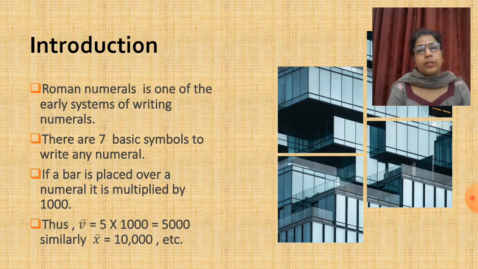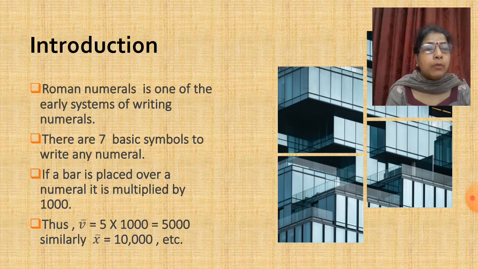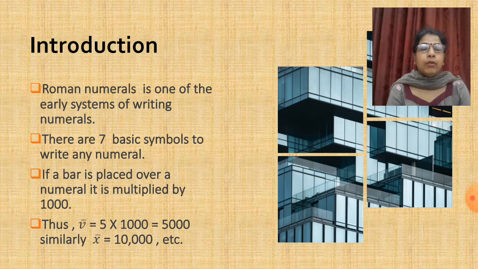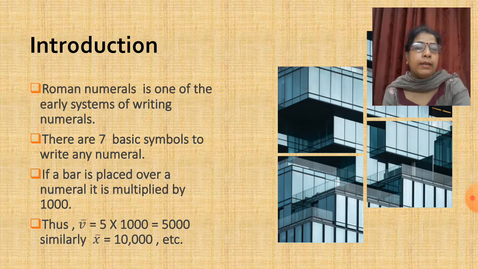Now what is the introduction? Roman numerals is one of the early systems of writing numerals. In this there are 7 basic symbols to write any numeral. If a bar is placed over a numeral, it is multiplied by 1000. For example, V bar is equal to 5 into 1000, that is 5000. Similarly, X bar means the value is 10 into 1000, that is 10,000, etc.